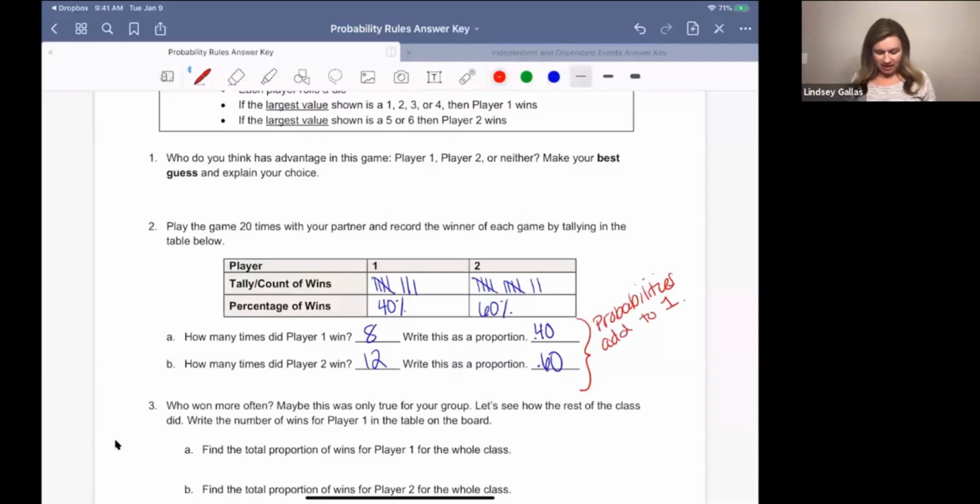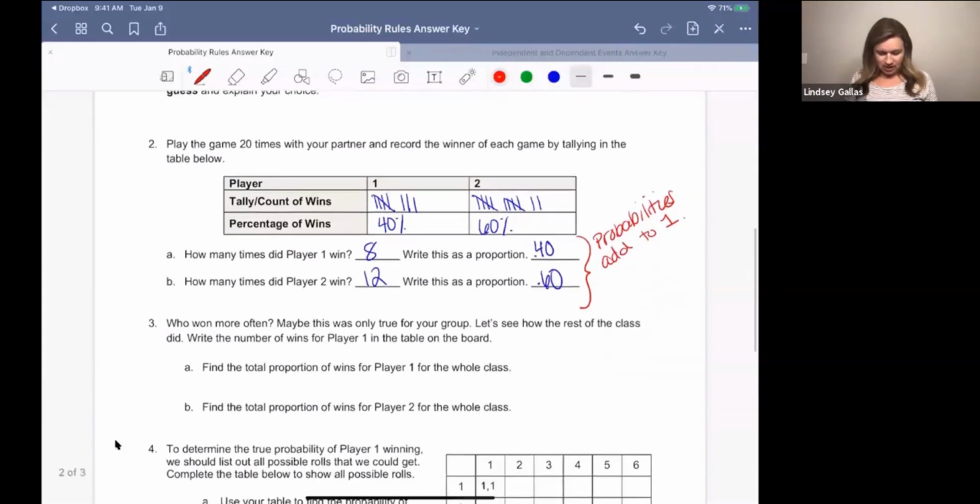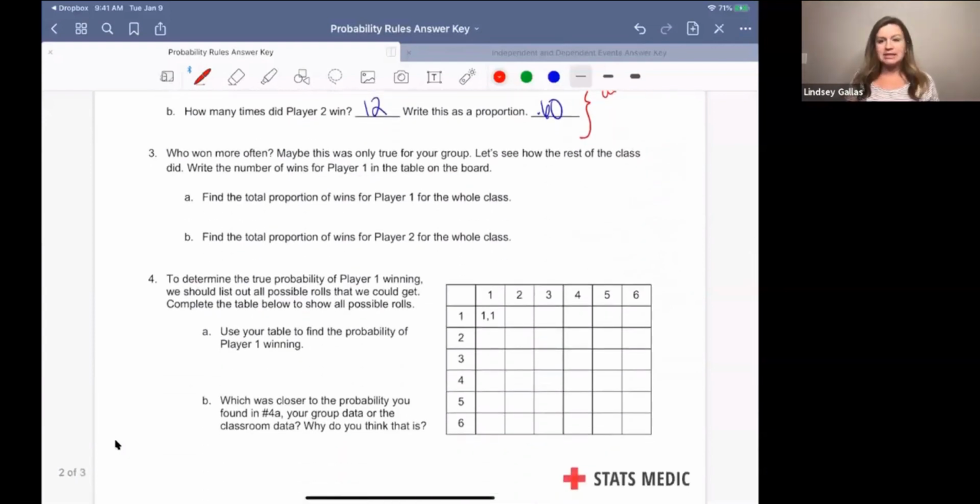Okay, and then I'm going to come down here for some class data. Normally what I would do is I would have you come up to the board and write down how many you got, and then as a class, we would total all that up. I have some class data from doing this in previous years. I'm going to tell you the total for player 1 was 138 wins out of my class having played 320 times. I'm just going to give you that, and I think you can figure out the rest from there.